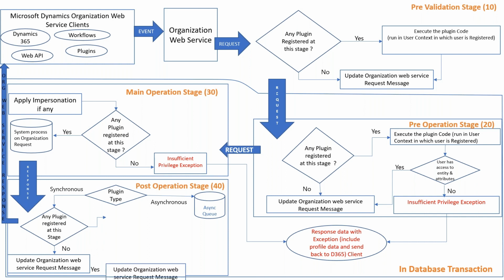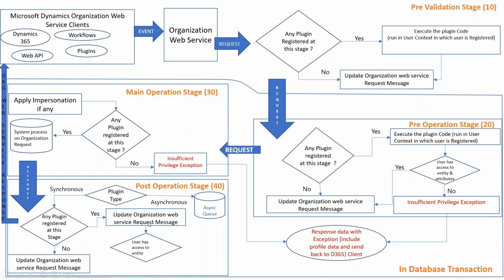And now if any plugin is registered at this stage, then it will update the organization web service request message. Here it will check whether the user has permissions or not. If there are no permissions, it will give an insufficient privilege exception. If the user has access, then it will pass this message to the updated organization web service. So this is about the plugin execution pipeline.